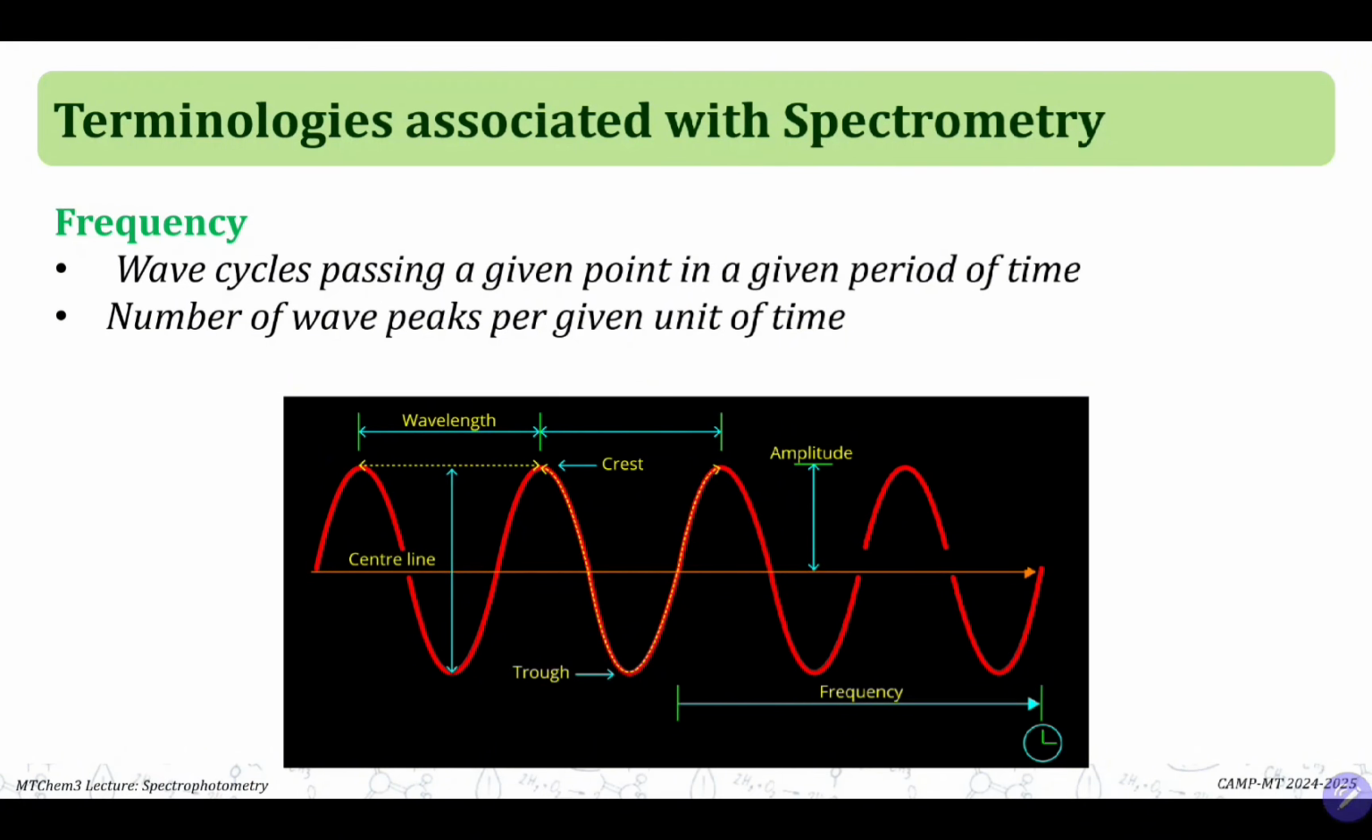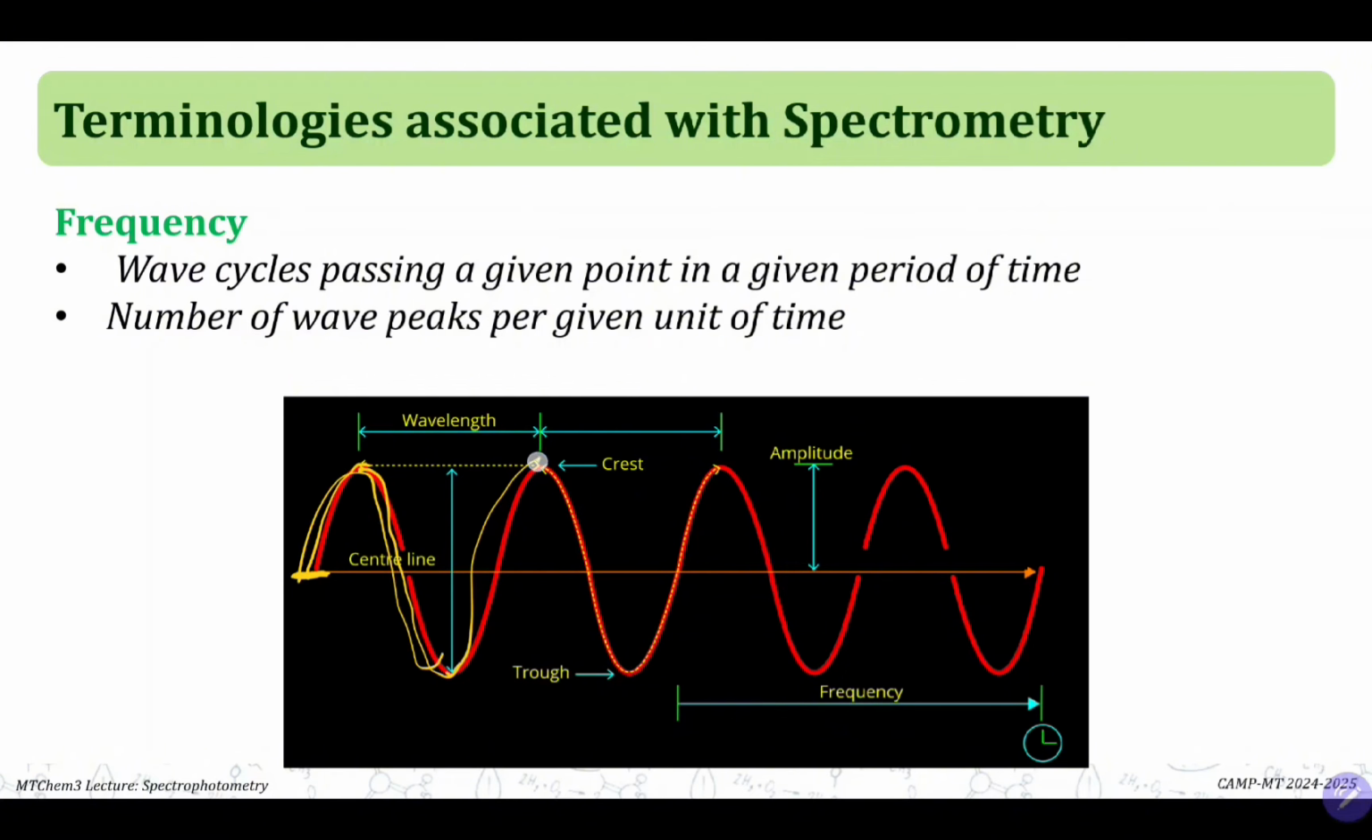When we say frequency, this is the wave cycles that is passing in a given point in a given period of time. Now, it is also defined as the number of wave peaks per given unit of time. Okay? So, if we have this example on your screens, if we're going to define frequency from this starting wave, one from crest towards the trough, that is one frequency or one wave cycle. Okay? So, that is one.